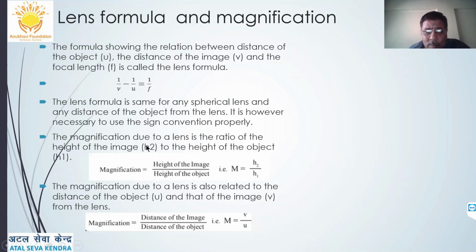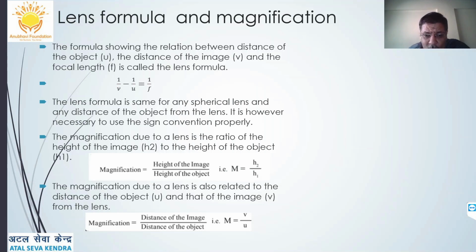The formula is 1 upon v, that is 1 upon the image distance, minus 1 upon u, that is 1 upon the object distance, is equal to 1 upon f, that is the focal length. The lens formula is same for any spherical lens and for any distance of the object from the lens. Okay, if you use the sign conventions properly, you can solve any questions with that.